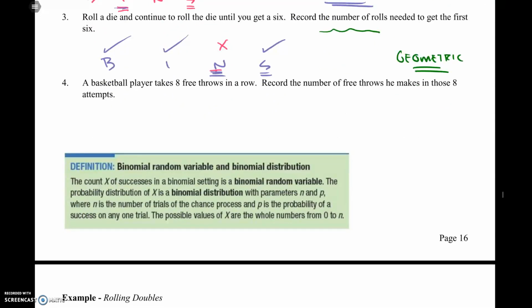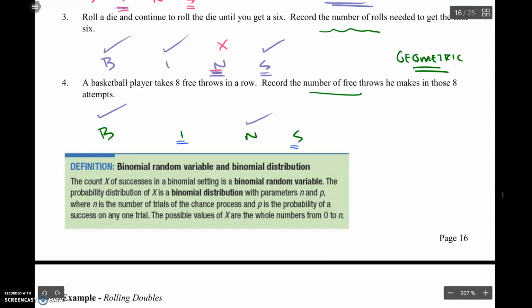Basketball player takes 8 free throws in a row. Record the number of free throws he makes in those 8. So it sounds binomial. Binary: he either makes it or he doesn't. Number of trials: he's taken exactly 8 shots. So these are the 2 that I kind of question on this one.